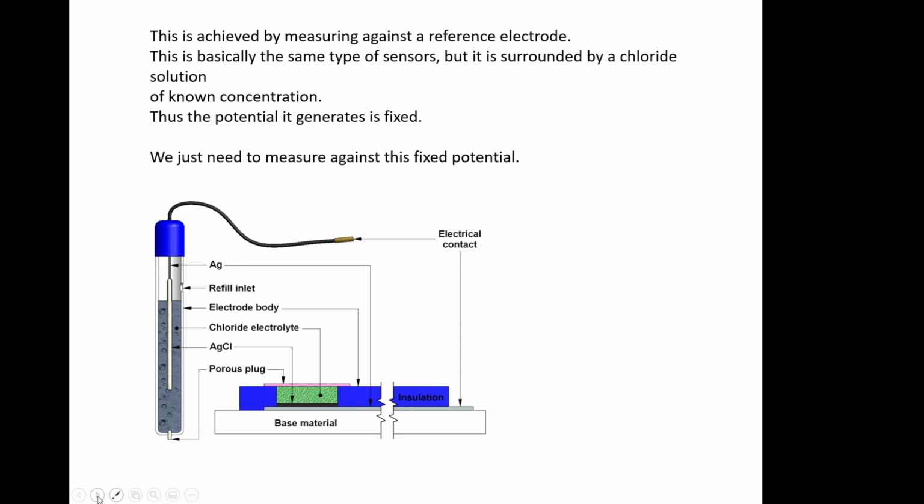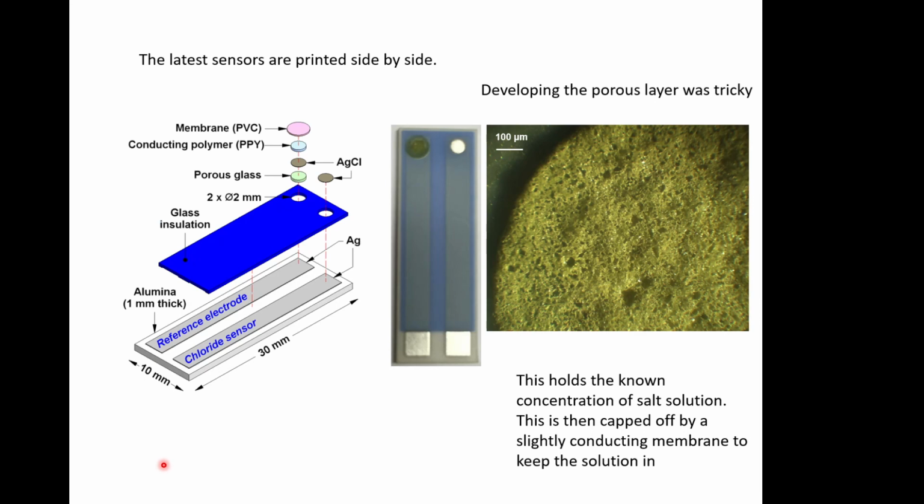So that allows us to measure the change in the chloride in the soil, and we can print these things side by side. In this case, this is our reference one where we've created some porous glass. We're very proud of this porous glass. Making porous glass is actually quite a tricky thing to do. It's like a sort of a glass sponge. So then we can soak it with our known chloride solution. We can then put a polymer cap on the top to stop it leaking out, and that makes us our nice reference electrode. And then the silver chloride one is the same as we've seen earlier.